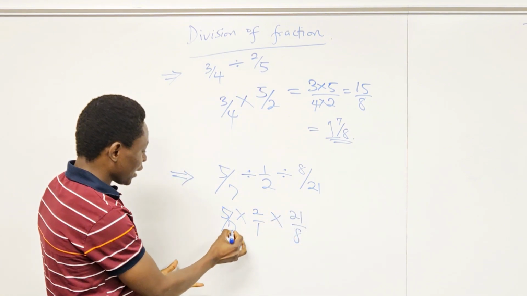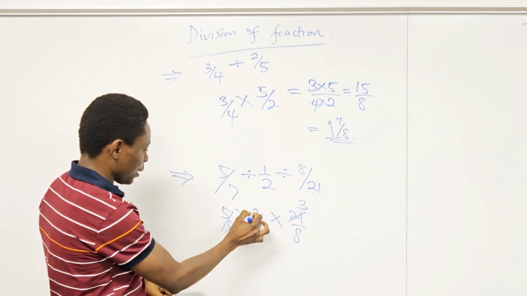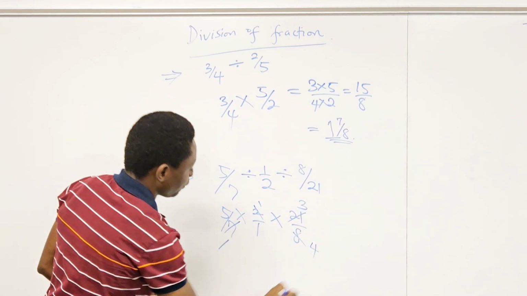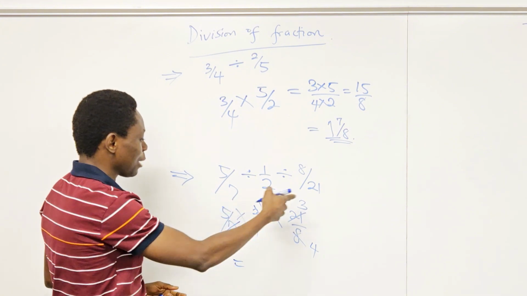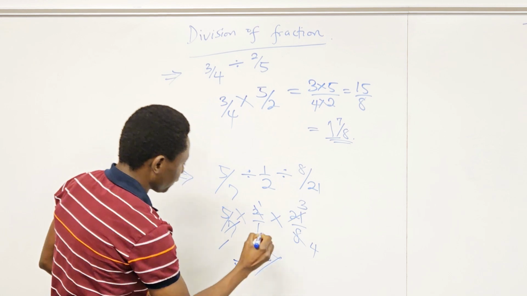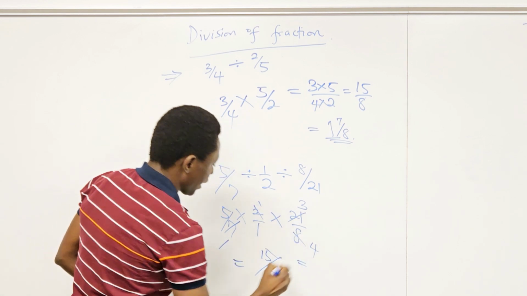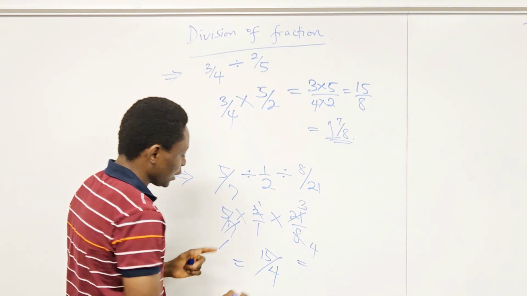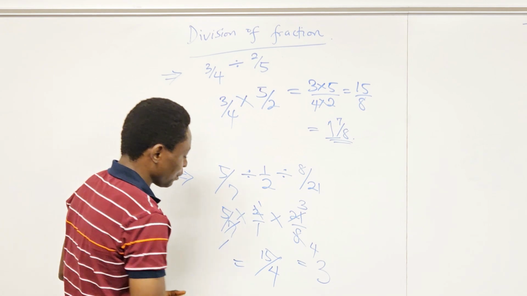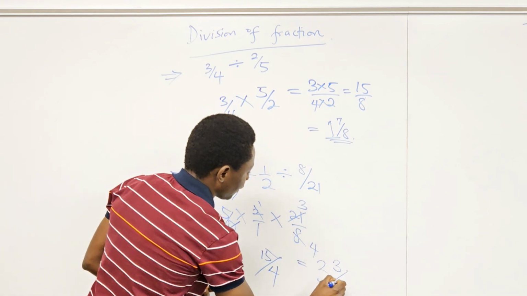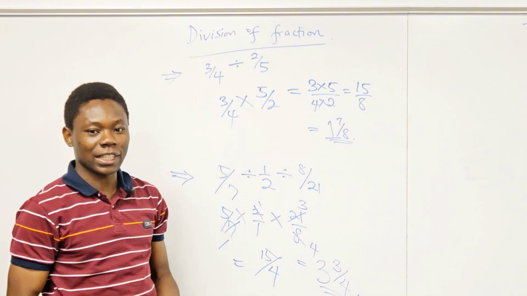So what can cancel out here? 7 here 1, 7 into 21 is 3. 2 here 1, 2 into 8 is 4. We have 5 times 1 times 3, which is 15, divided by 1 times 1 times 4, which is 4. And that gives you 4 into 15, 3 times, because 3 times 4 is 12. You are left with a remainder of 3, everything over 4. So we have 3 whole number, 3 over 4. That's our final answer.